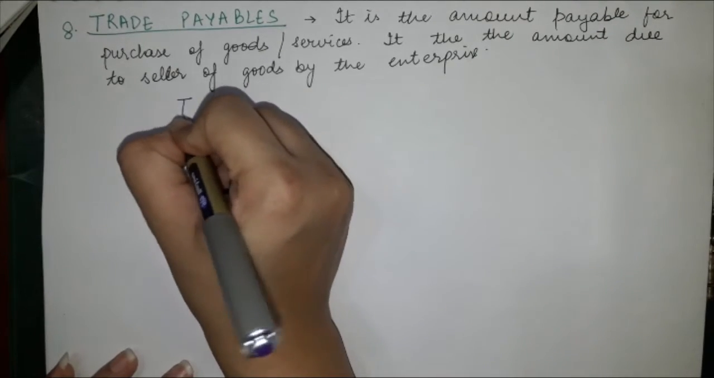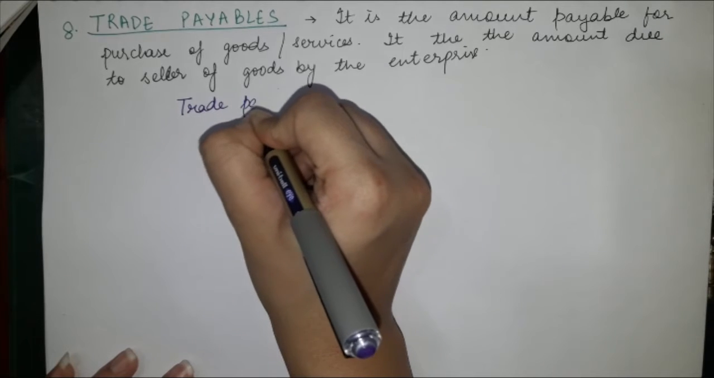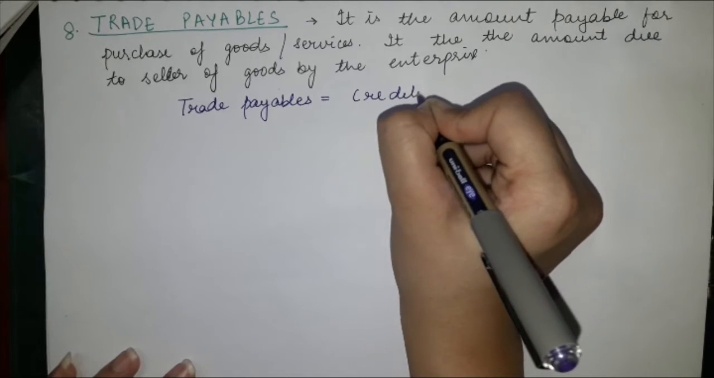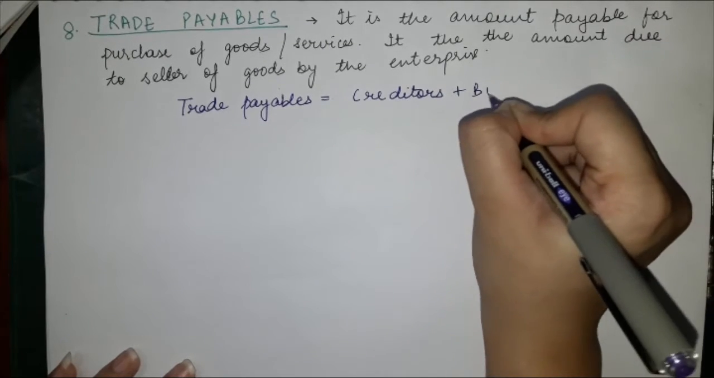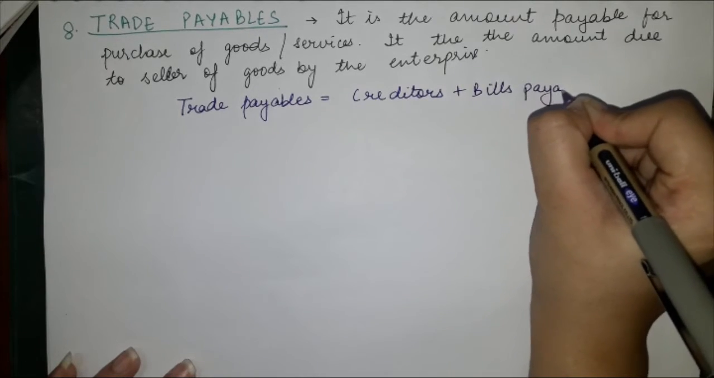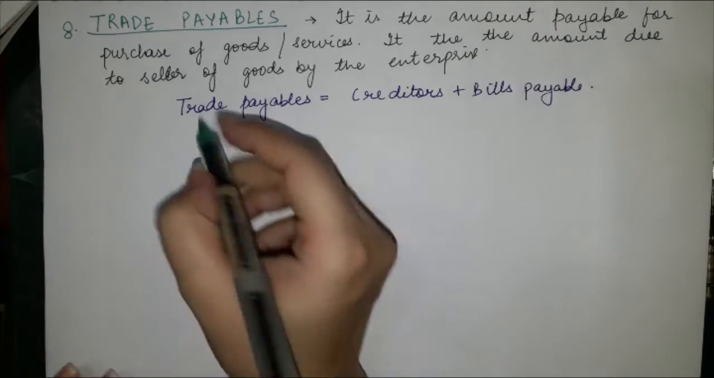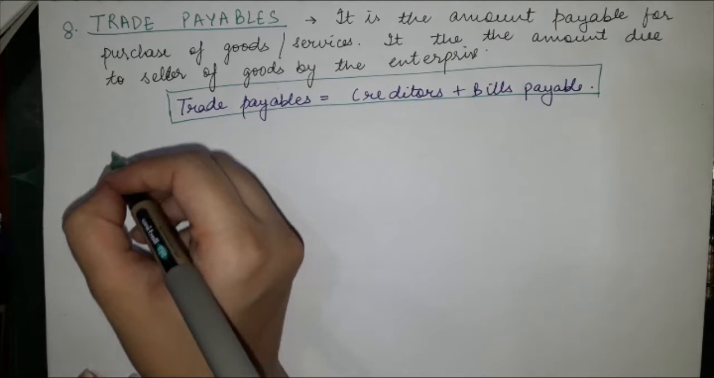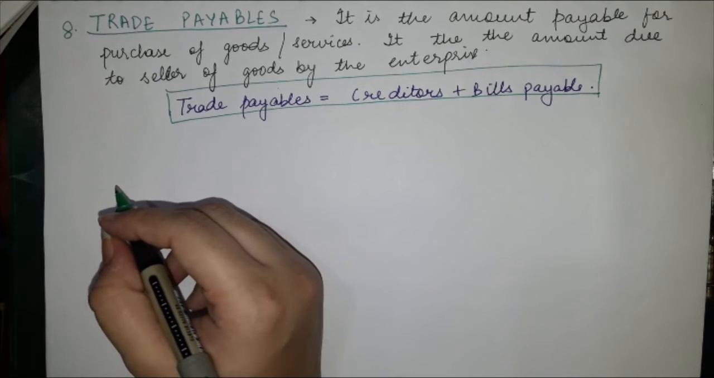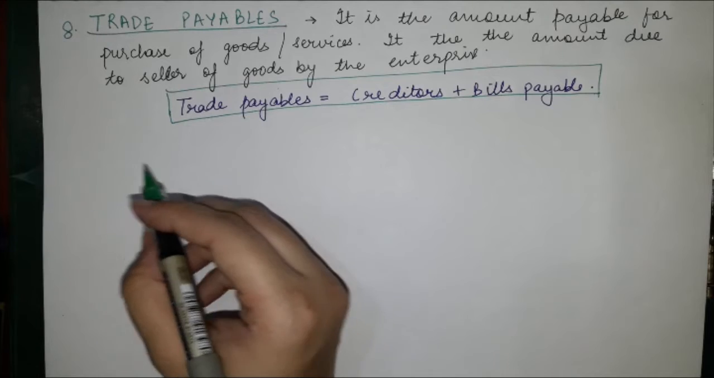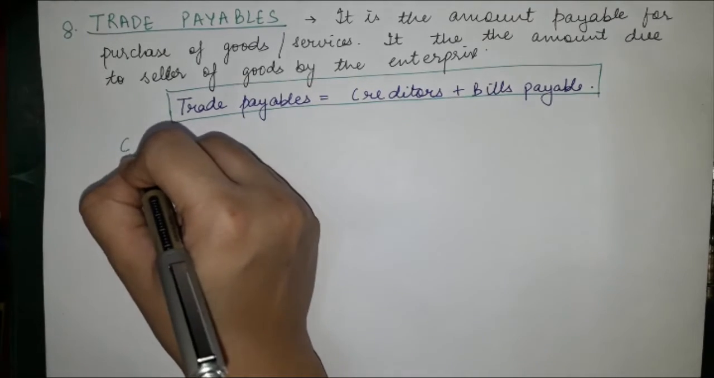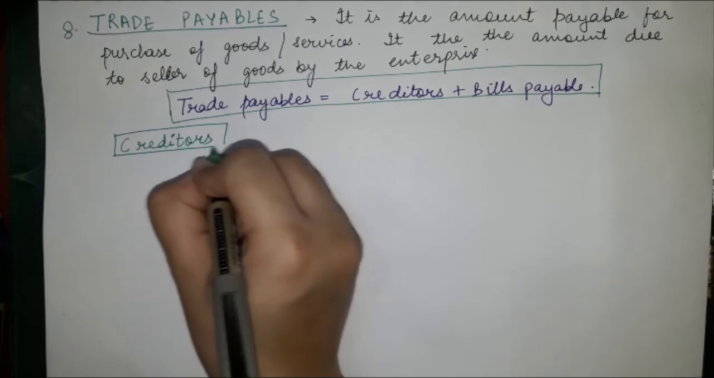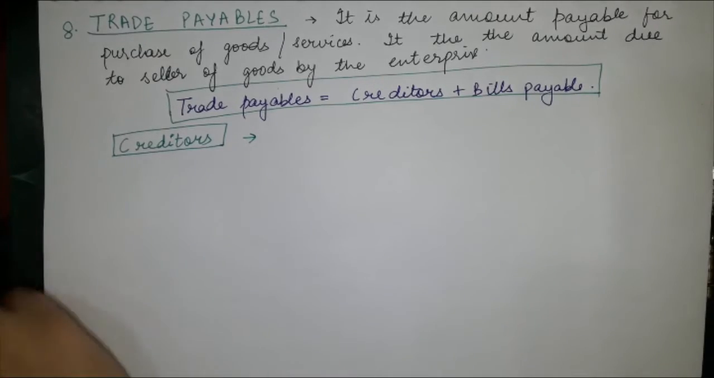Now these trade payables are equal to your creditors plus bills payable. Okay students, trade payables is equal to creditors plus bills payable. Now let's see what are creditors. This is our point 8a.